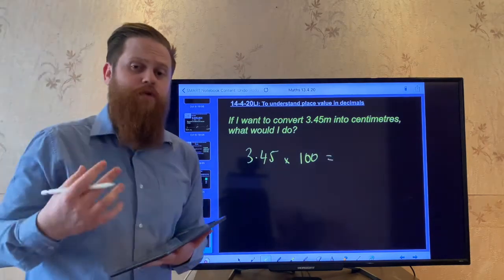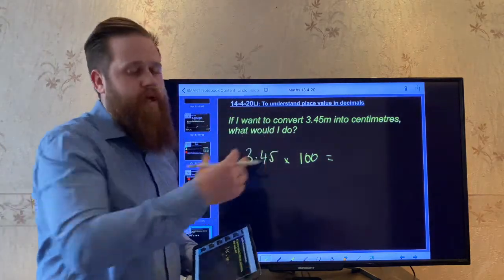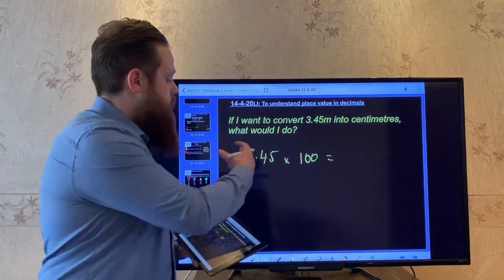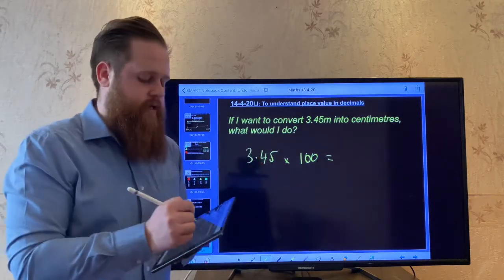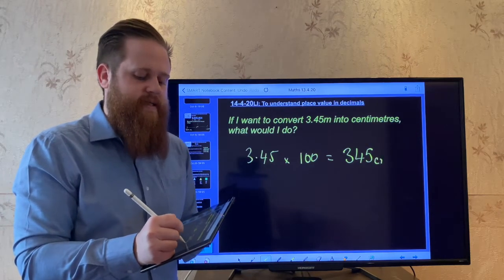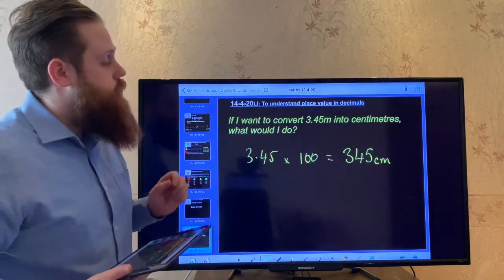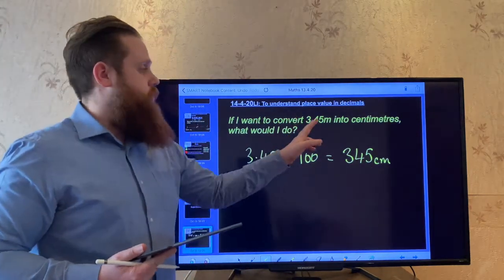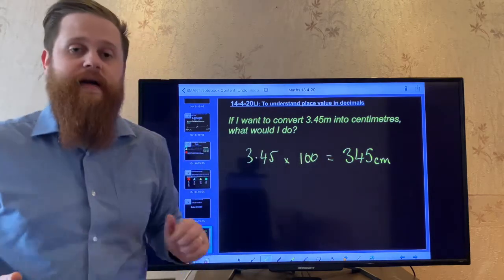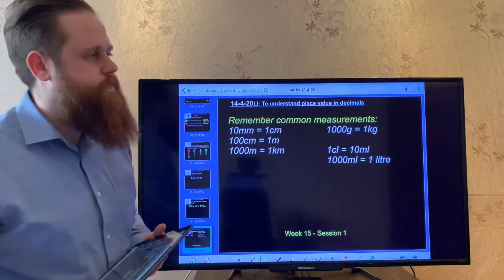Now, that should be fairly straightforward. So you know that you can move this decimal place, or you move the numbers on their place value, depending on how you want to look at it. So I don't need to do any major working out here. 3.45 times 100 is 345. In this case, it is centimetres as the unit of measurement, so make sure you write that down. Converting 3.45 metres into centimetres is 345 centimetres, by multiplying by 100. Well done if you got that right.